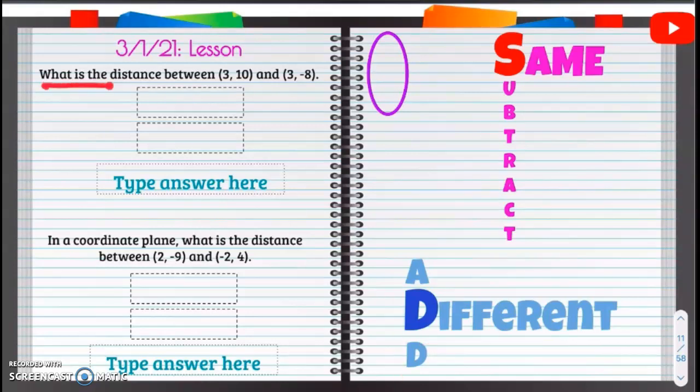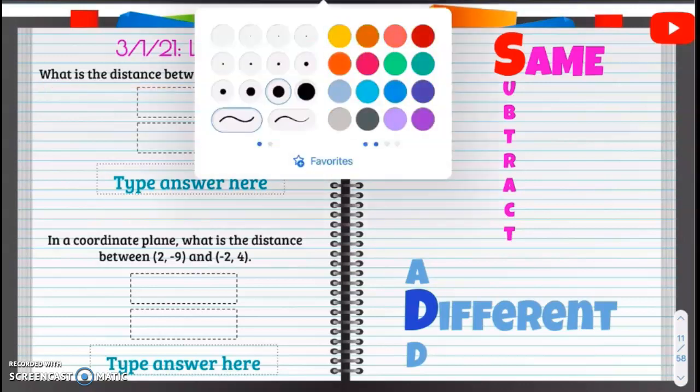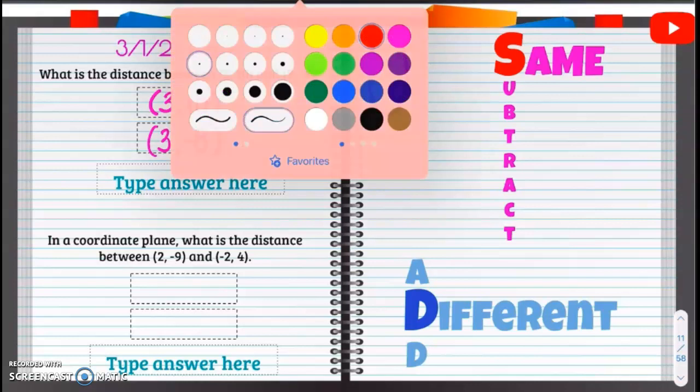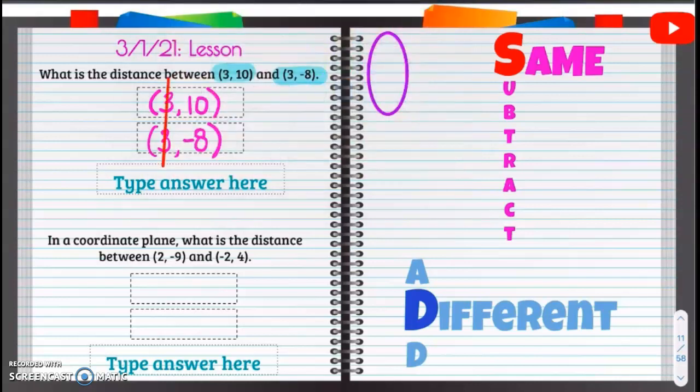So, first one, what's the distance between these 2 points? If you notice, we have 2 points. All we're going to do first is write these 2 points. So we have 3, 10, and then we have 3, -8. Now, since they both have a 3 here, we are going to ignore that. So that means we're done. We don't have to do anything with this side. We are going to take a look at these two.